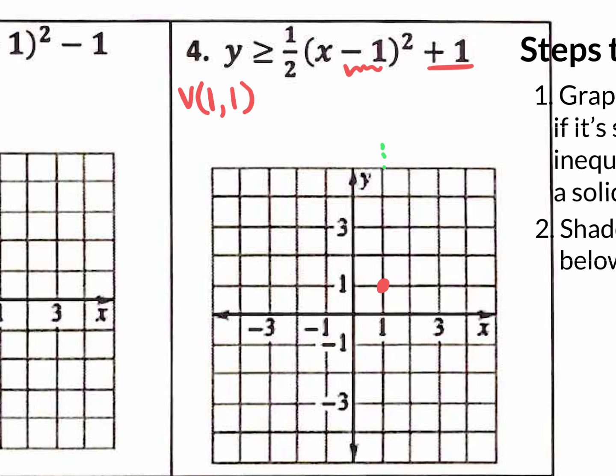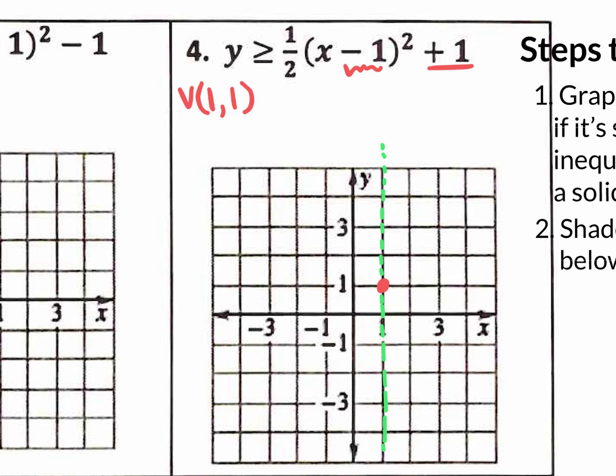Next thing to do would be to write your axis of symmetry right through that vertex, which in this case is the equation x equals 1. I'm not asking for it on this worksheet, but I'm just saying it to help you keep practicing that. Axis of symmetry is x equals 1. What else? We need some coordinates.